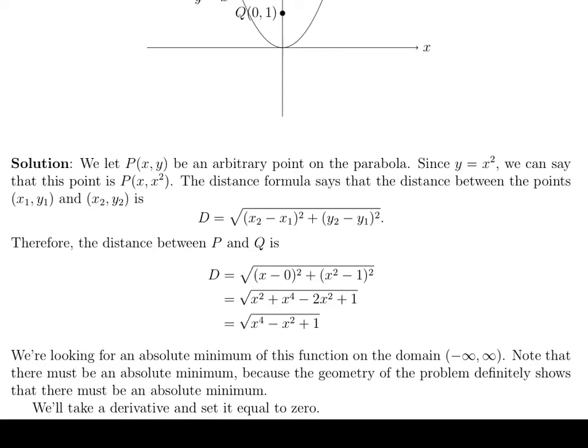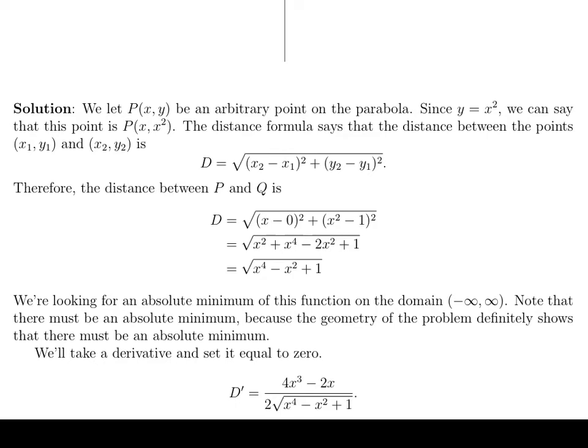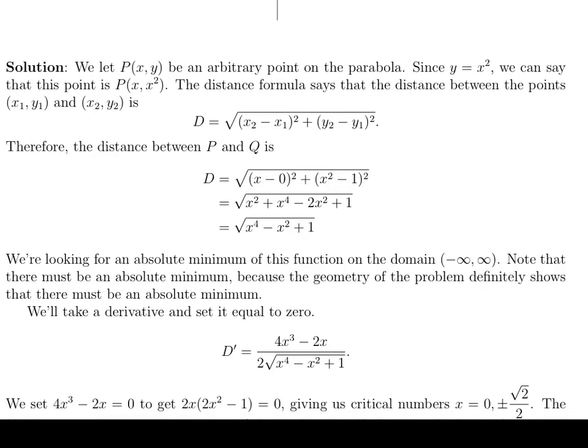Okay, usual game. We'll take a derivative and set it equal to 0. So if we use the chain rule and the power rule, then we end up with this. D prime is 4x cubed minus 2x all over 2 times the square root of x to the fourth minus x squared plus 1. And as usual, we're going to set the numerator equal to 0. So if we set the numerator equal to 0, we've got 4x cubed minus 2x equals 0. And if we factor that out and solve each piece, we're going to get 3 critical numbers, 0 and plus or minus root 2 over 2.